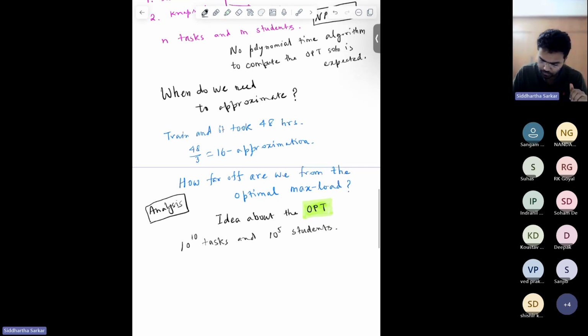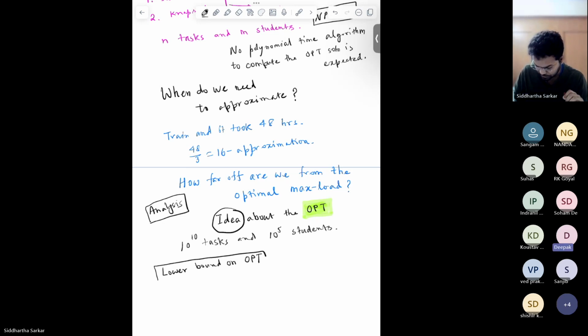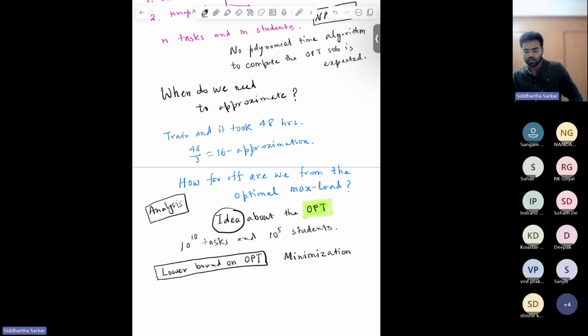So that idea, that word idea, in our case is a lower bound on OPT. I will talk more about it. First of all, appreciate that we are minimizing something. So we have a minimization problem at hand. We are minimizing the max load on any person or any student.